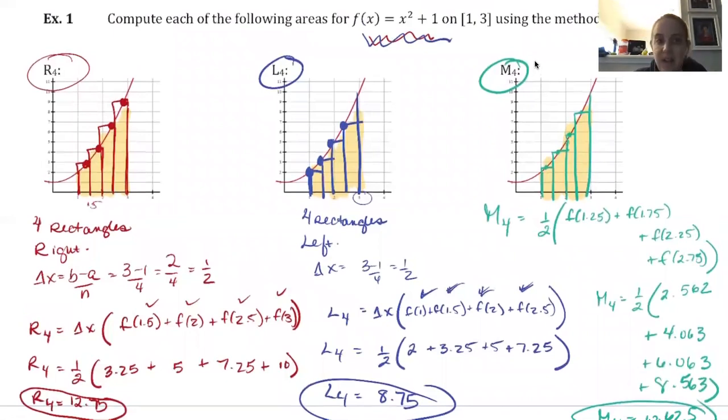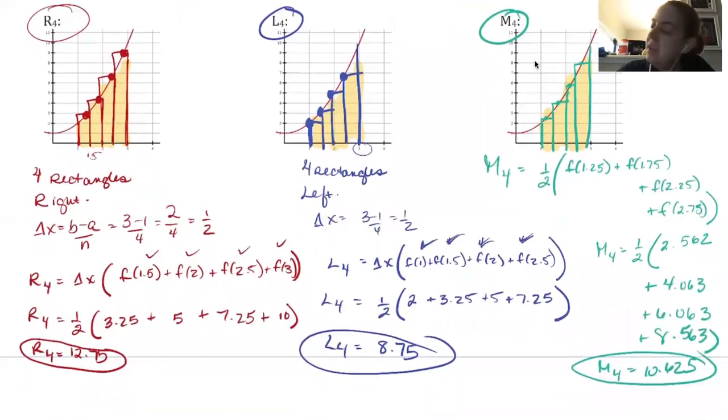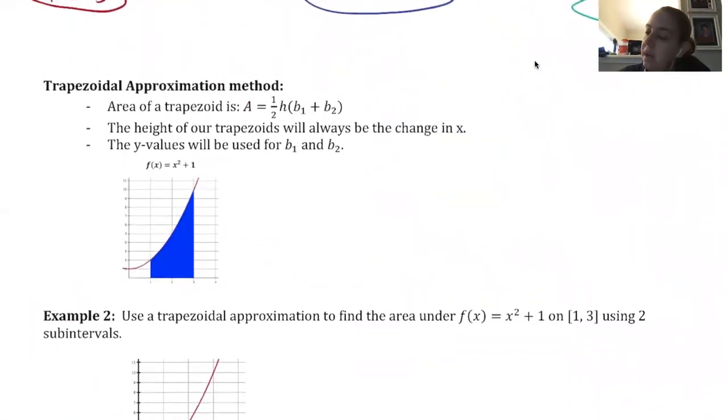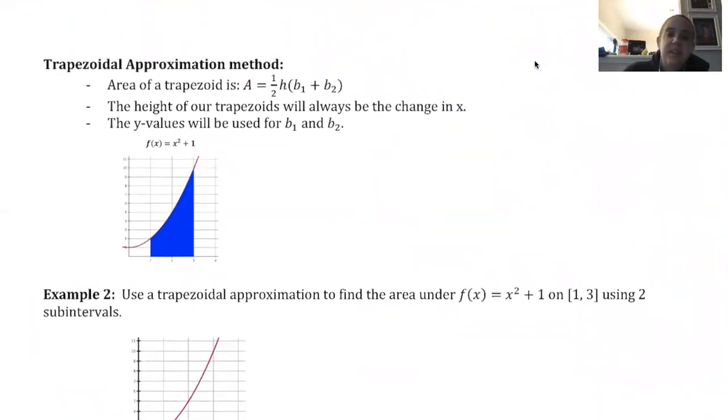Now, it is entirely possible, and we will get there, but we're not there yet, to figure out what the actual area is. There's a couple ways to do it, but again, we're not there yet. That's the fun part. We got to lead up to it. The actual area is 10.6 repeating, 10 2/3. So this one's pretty close for the midpoint. So there we go.